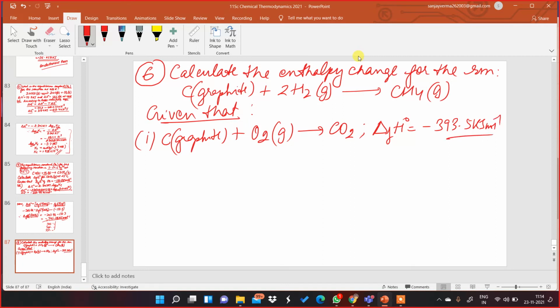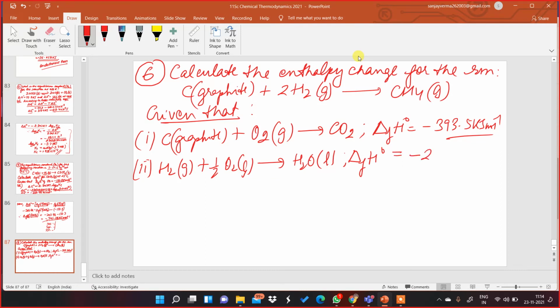Then equation 2: hydrogen gas plus oxygen gas forming water in the liquid state. The enthalpy for the formation of water is minus 285.8 kilojoules per mole. This is given.